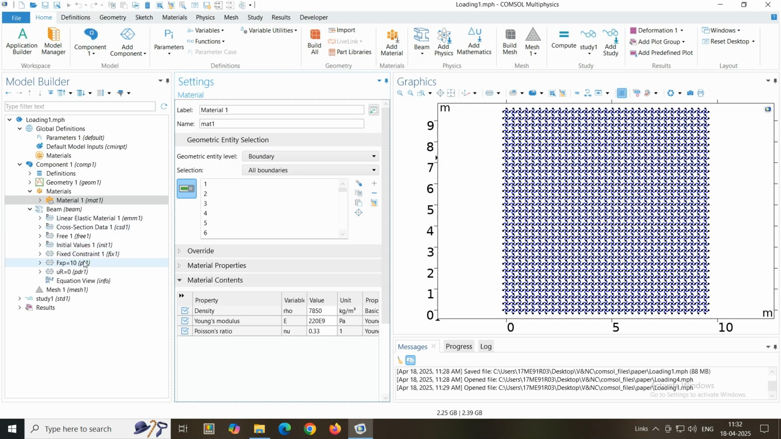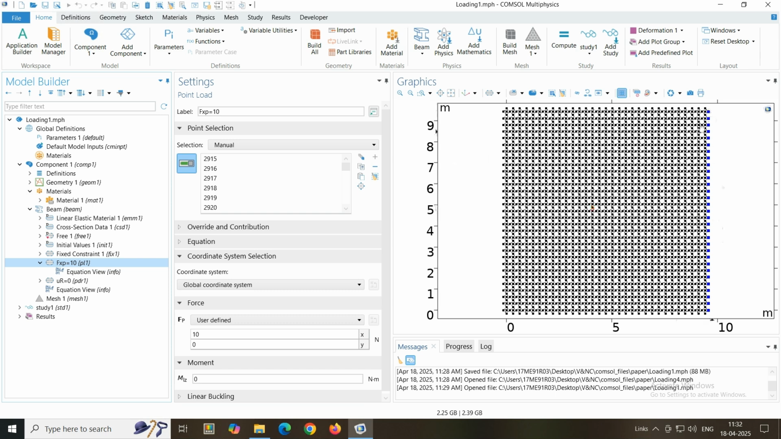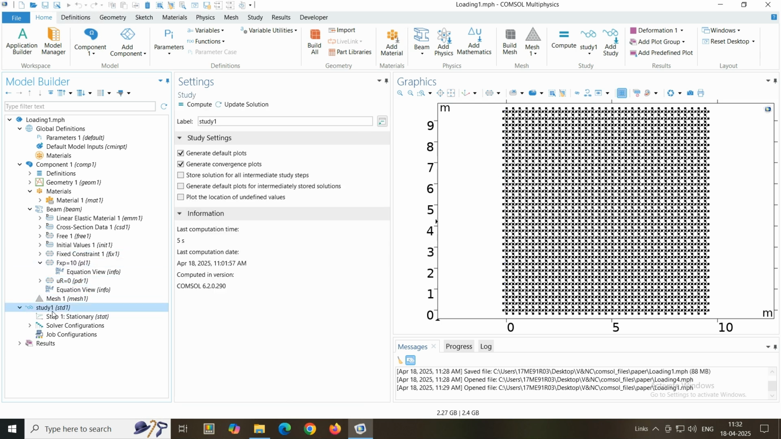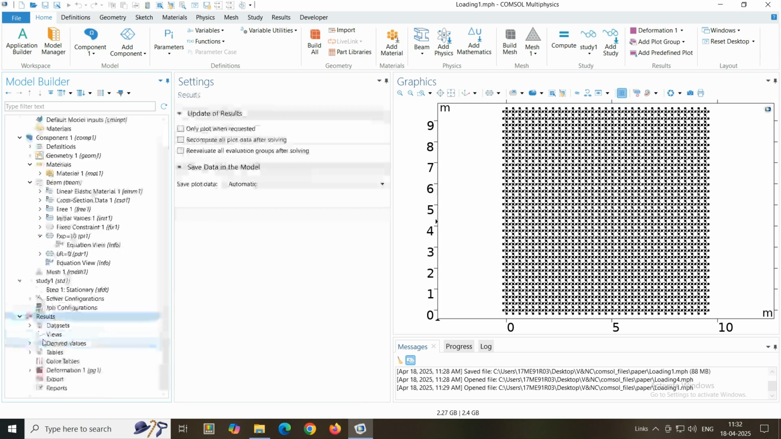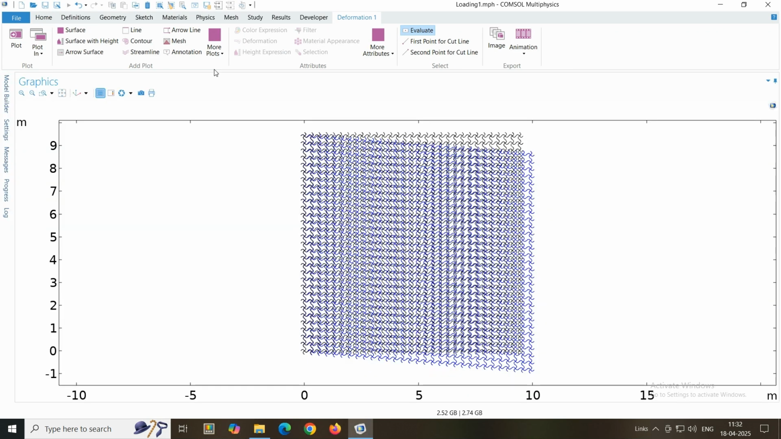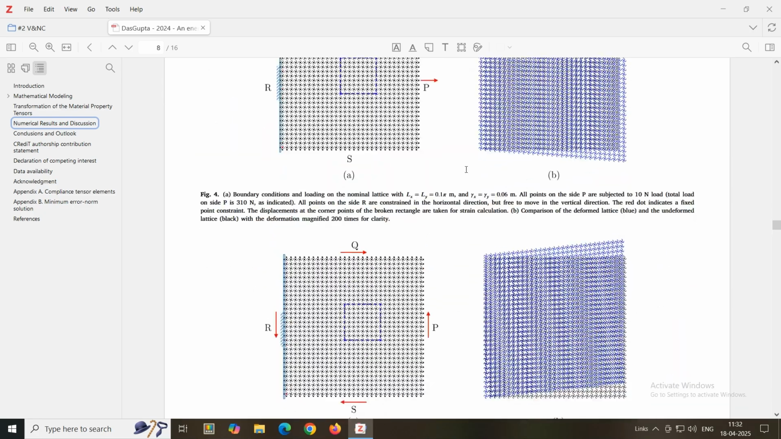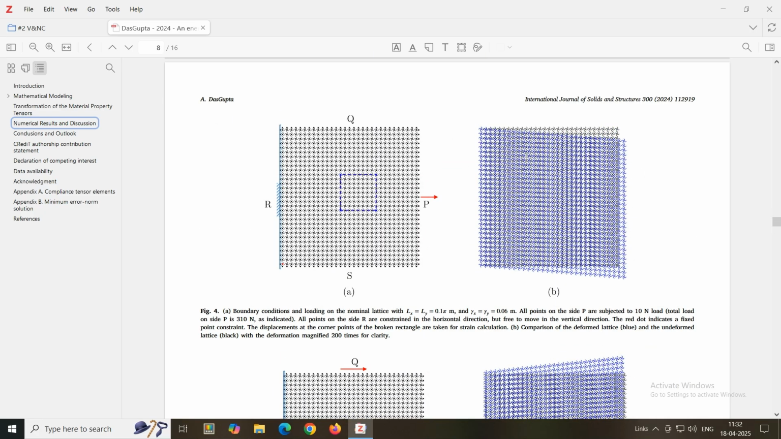So for the first case, these node points are subjected to force in the x direction of magnitude 10, and these points are constrained in the x direction. With this, we obtain the results like this, which matches quite well with the results given in the paper.